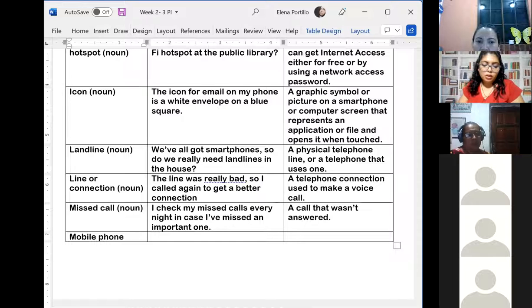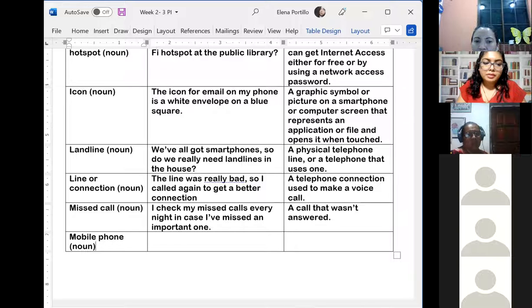Or also called cell phone or feature phone. This is a noun. And we have the example. Oh no, I left my mobile phone in the taxi. That's very bad.